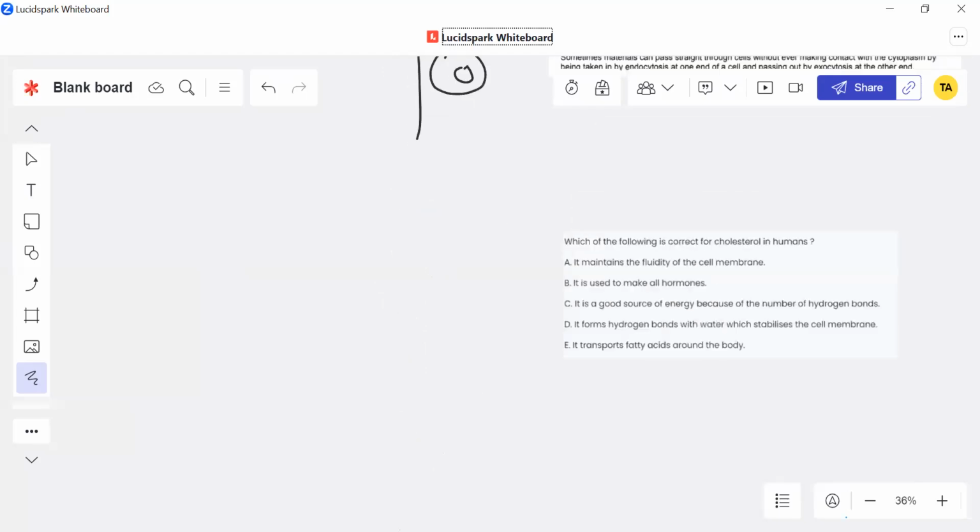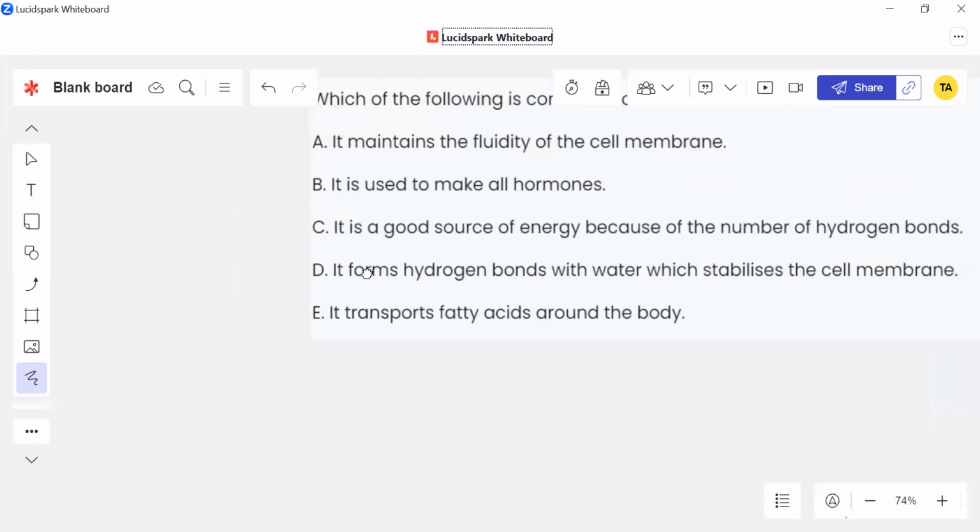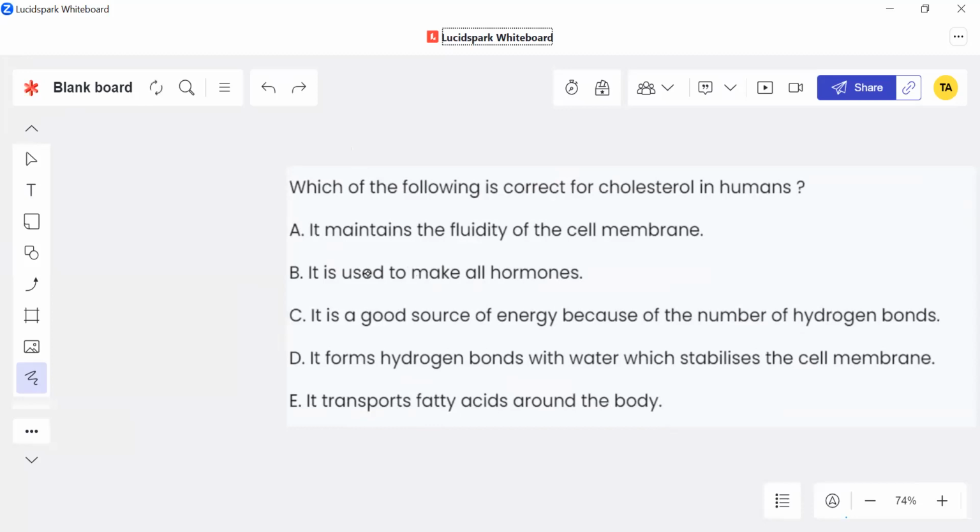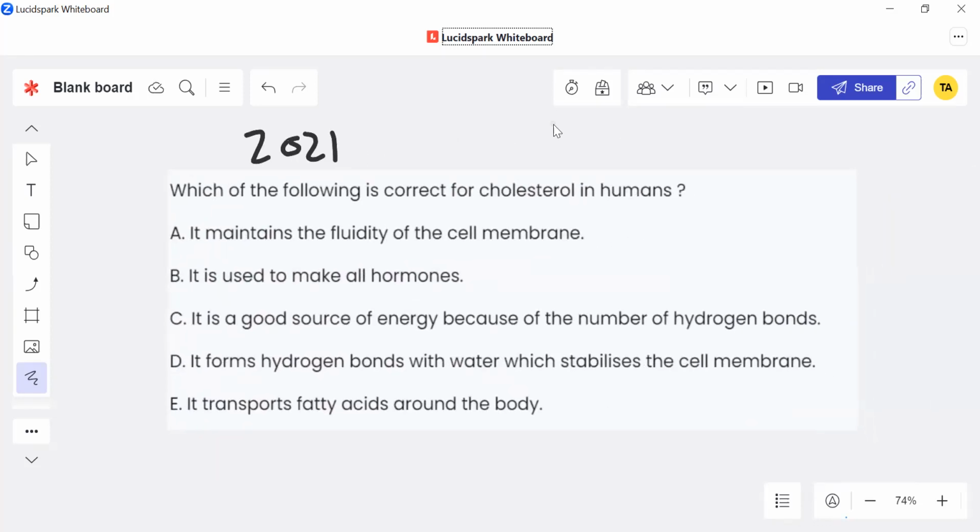And let's do a question now. This is from 2021 biology. You have 1 minute to solve this question. It's easy. If you can't do it, I'll do it myself. Yeah, pretty easy. Which of the following is correct for cholesterol in humans?